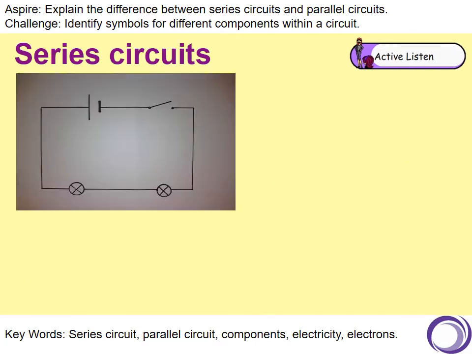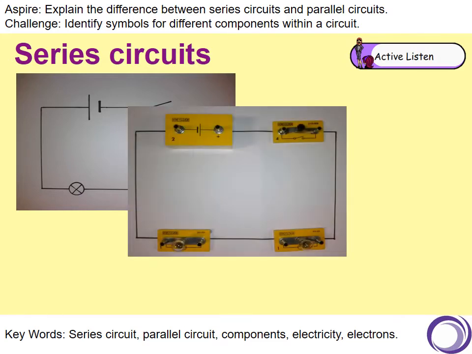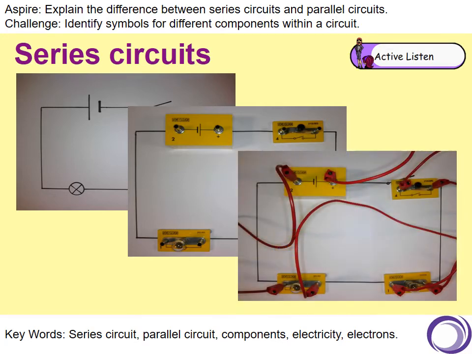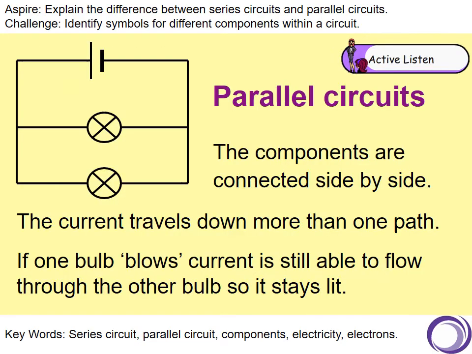Here we have a drawn series circuit on a bit of paper. If we add the components onto this, you can see these are the components that you'd use inside a lab. You've got two bulbs there, you've got a cell, and then you've got a switch. Now, if we add wires in, it adds a bit more complication, but essentially the wires just complete the loop. So there we have a full diagram image of a series circuit of two bulbs, a switch, and a cell.